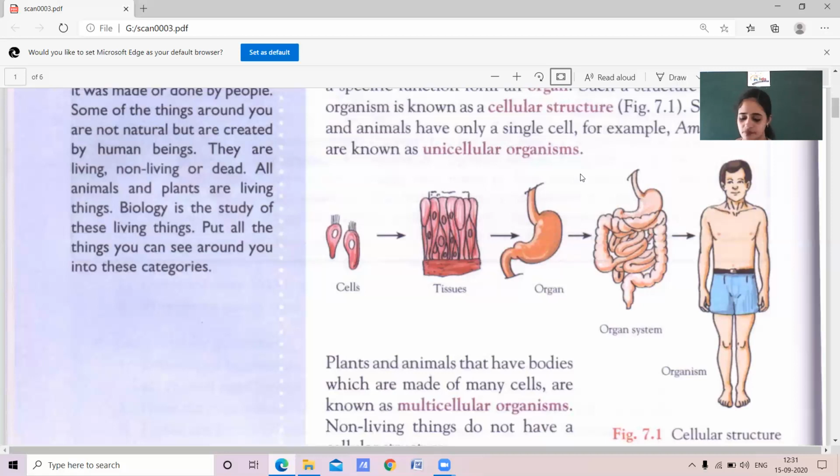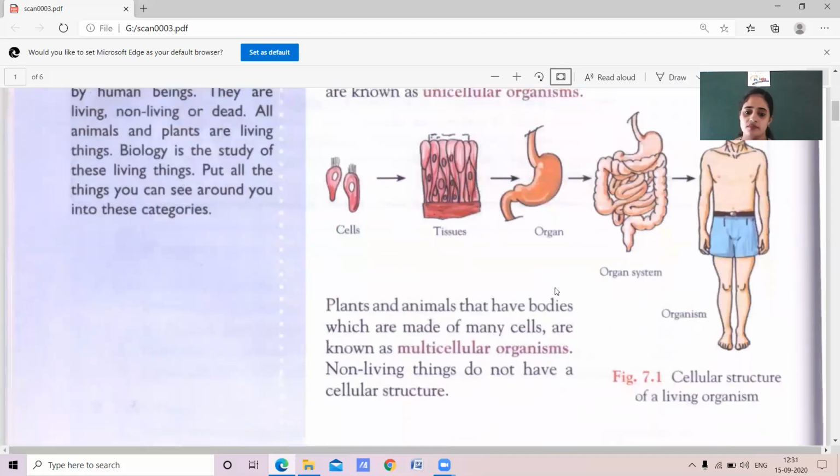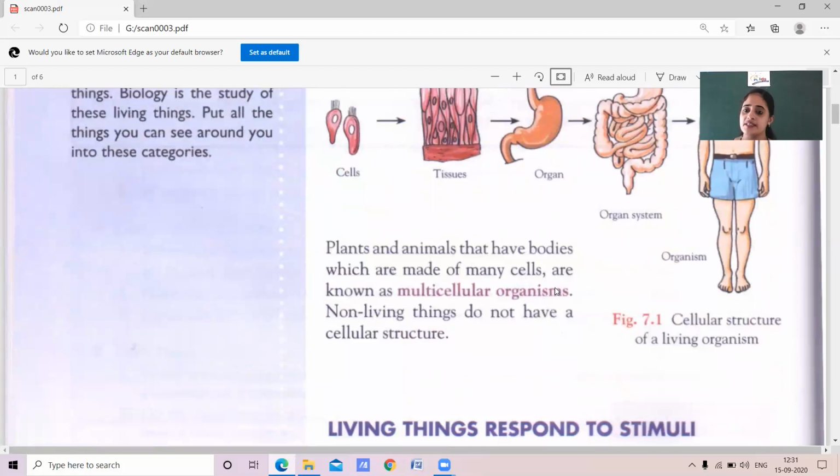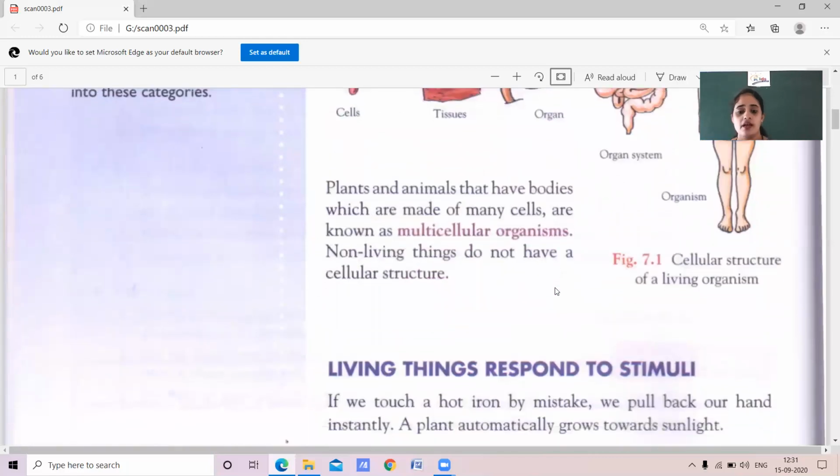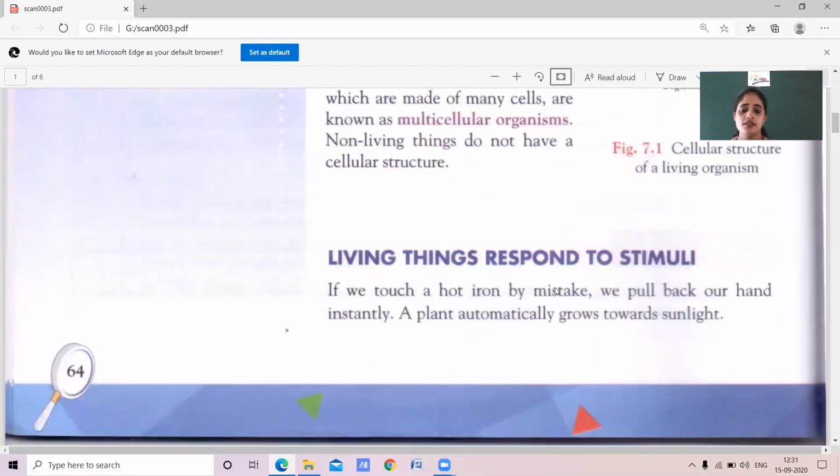See, non-living things do not possess a cellular structure. And come here, see, children. We respond to the surroundings. All living things respond to stimuli.